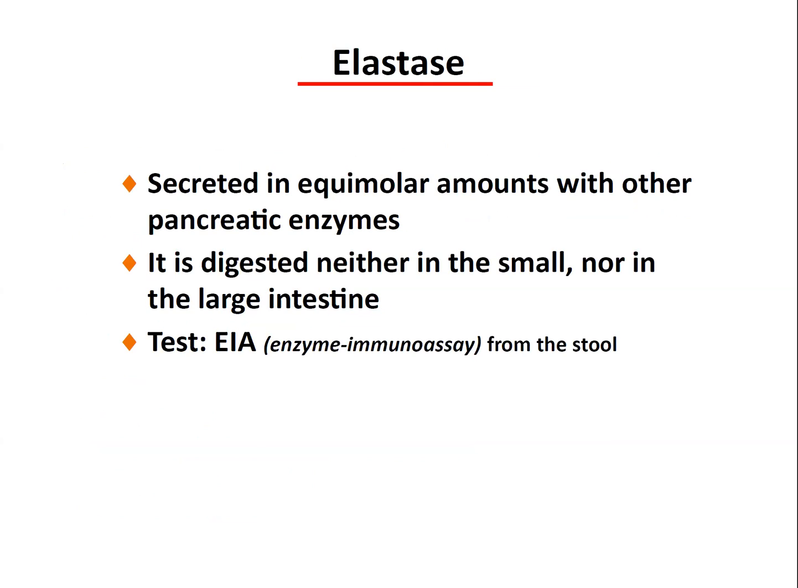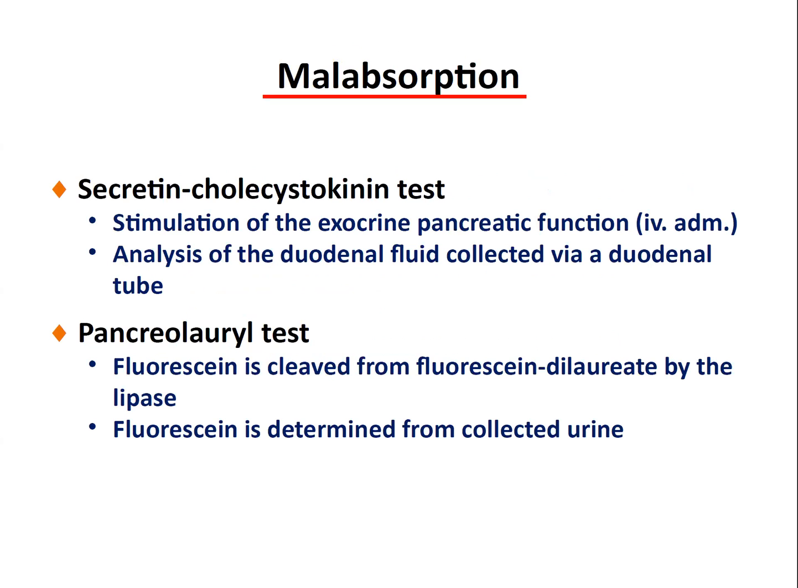As I mentioned, elastase is equimolarly synthesized in the pancreas and not digested. So this is why it's a good substance to measure to evaluate the enzyme secreted by the pancreas. Now, for malabsorption, there is the secretin-cholecystokinin test, as I mentioned. They give IV secretin and cholecystokinin, collect the duodenal fluid, and measure the amount of enzyme.